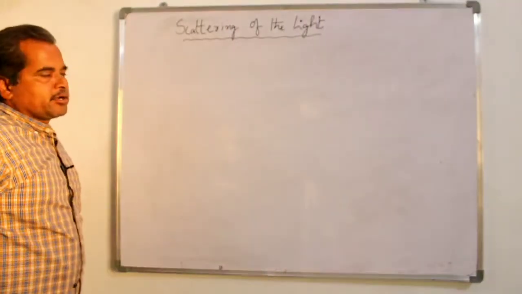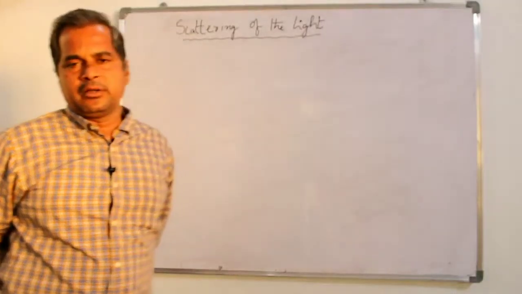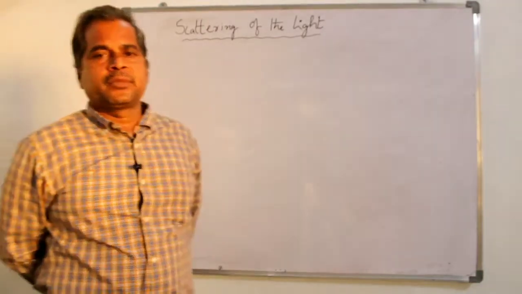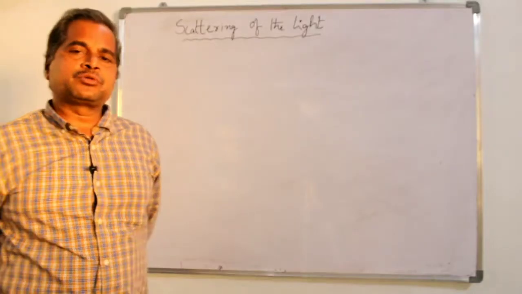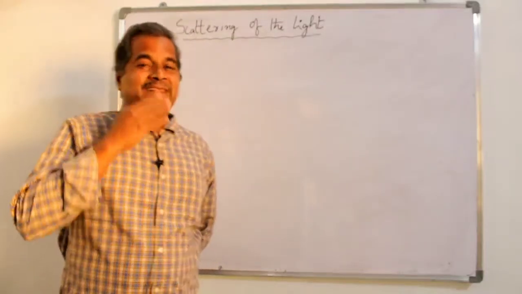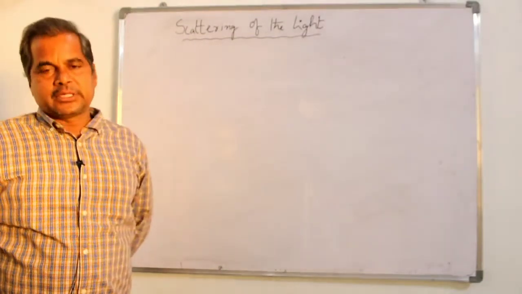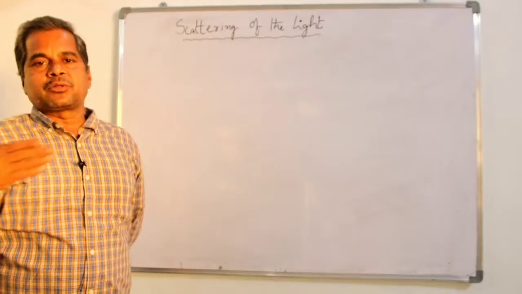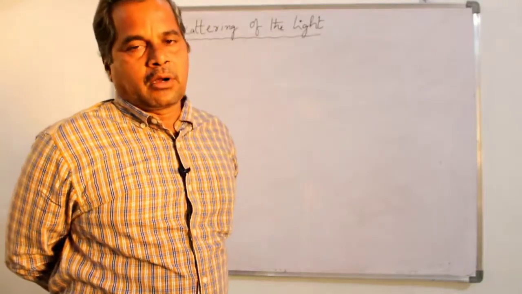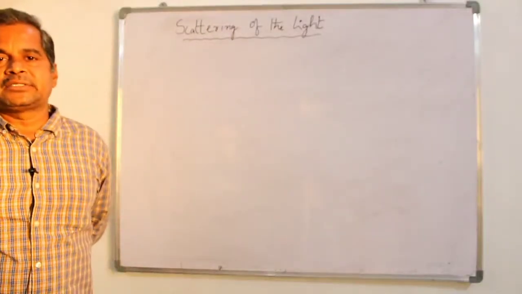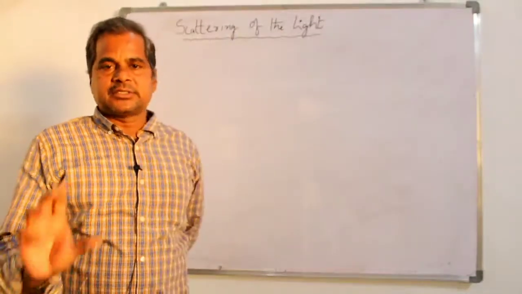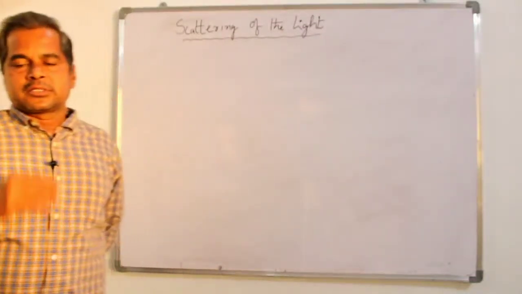Next, scattering of the light. It is also one of the properties of light. What is meant by scattering? When does it occur? In our nature, we have so many free atoms and free molecules. The light ray which comes from the sun or any light source travels through those free atoms or molecules. At that time, those molecules or atoms absorb some light energy and some energy is emitted in all directions. This is the common phenomenon of the scattering of light.